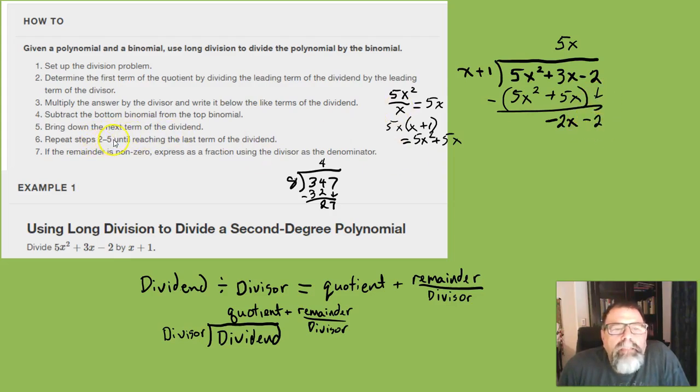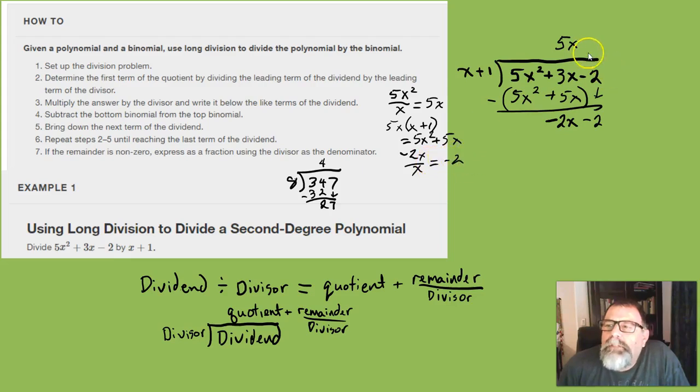And then repeat steps 2 through 5 until reaching the last term of the dividend. So we've got to keep going until we get to this last term. Really what you do is look at the degree of this remainder part here. If this is degree 1 and the divisor's degree is 1, you have to keep going until the degree of this is less than the degree of the divisor. So again, we start by doing the first term divided by the first term. So what's negative 2x divided by x?